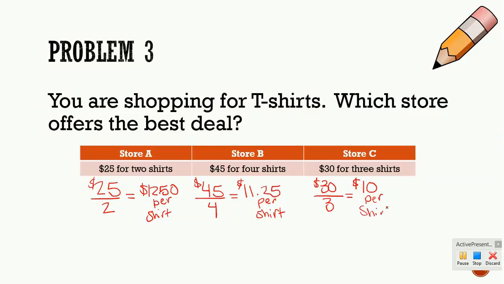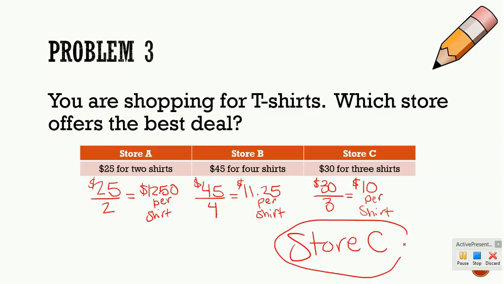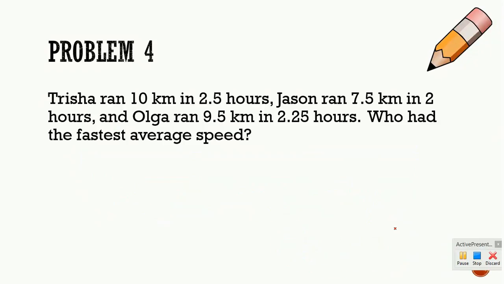So now I'm going to look here. Which one was the best deal? Store C, because I'm only paying $10 a shirt. So I'm going to go to store C instead of store A and B. Let's look at the last problem for today.